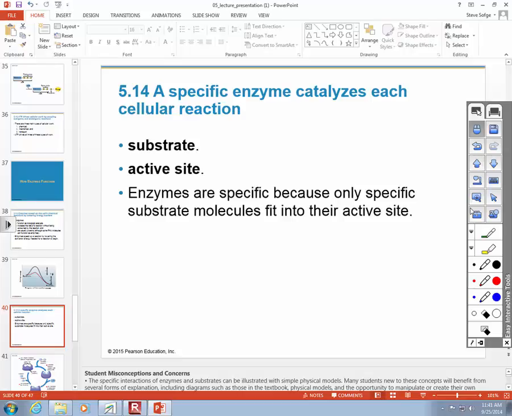Okay, so the active site is where the molecule actually enters, and we've been through that. And they're very specific. So if I have a particular cell, it's only going to be able to produce certain enzymes because the function of that cell is very specific. The pancreas cell has the ability to produce enzymes for digestion. All right. The cells of the intestine have enzymes.